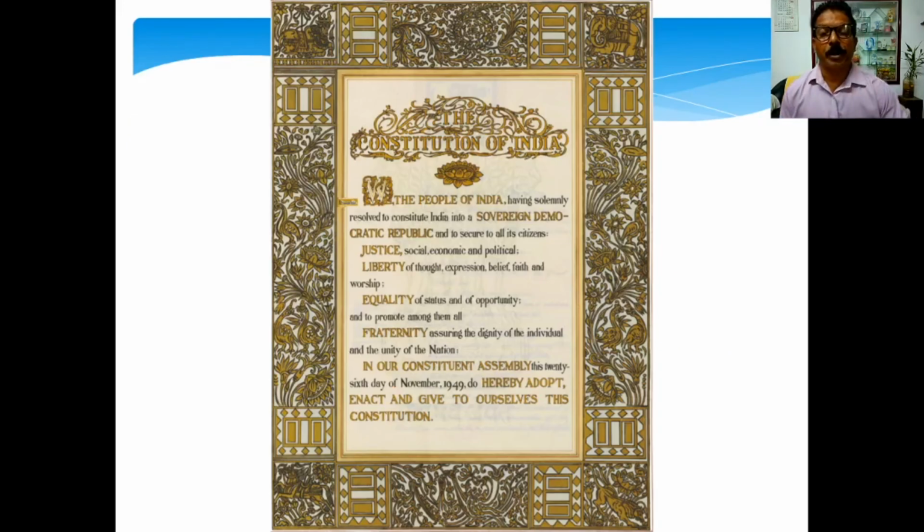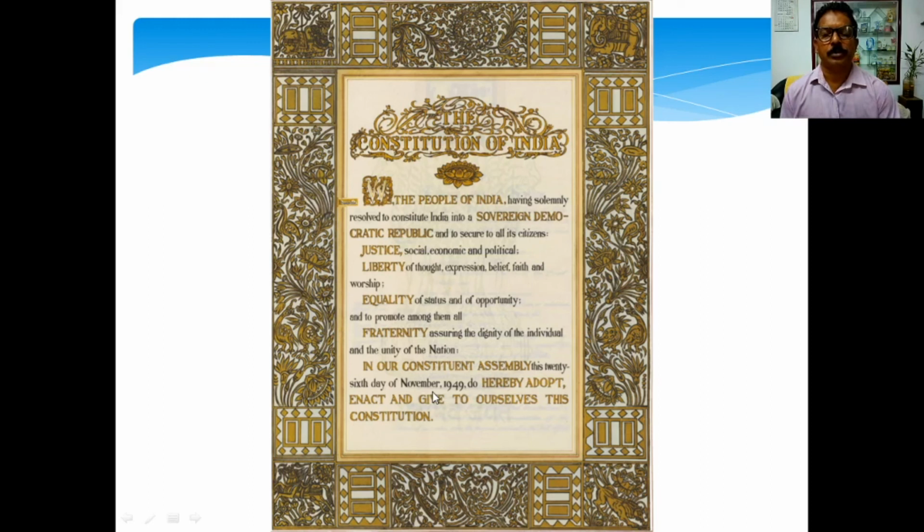So let us just go through this preamble of the Constitution of India. It is there in your textbook also. We, the people of India, having solemnly resolved to constitute India into a sovereign, you can see the word sovereign, democratic republic, and to secure to all its citizens what? Justice. What kind of justice? Social, economic, and political justice. Liberty of thought, expression, belief, faith, and worship. Equality of status and of opportunity. We are supposed to give equal opportunity to everyone. And to promote among them all fraternity, assuring the dignity of the individual and unity of the nation. In our Constituent Assembly, the 26th day of November 1949, do hereby adopt, enact, and give to ourselves this Constitution.